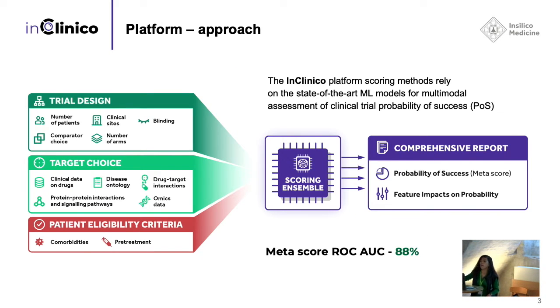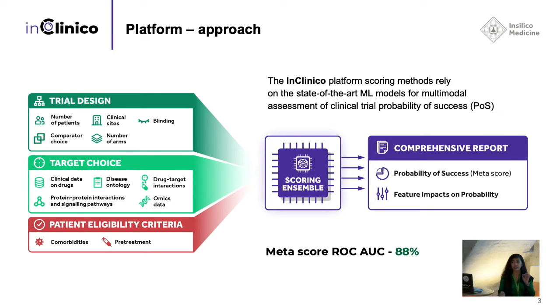So about the platform architecture, our platform is based on machine learning models based on three modalities. So the first one is trial design score. So this is kind of like a trial design engine, which includes features like number of patients, accrual rates, clinical sites, blinding mechanism, and all this helps the engine to predict whether the clinical trial is going to be successful or not.